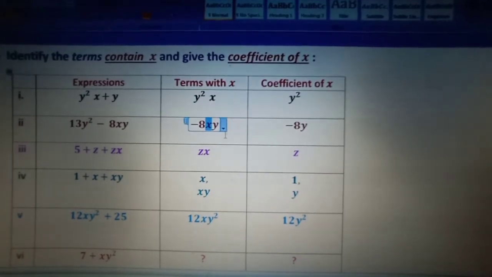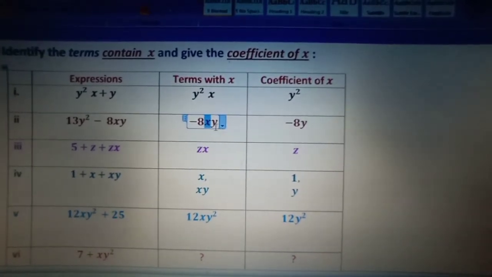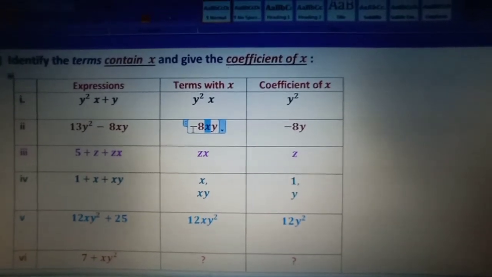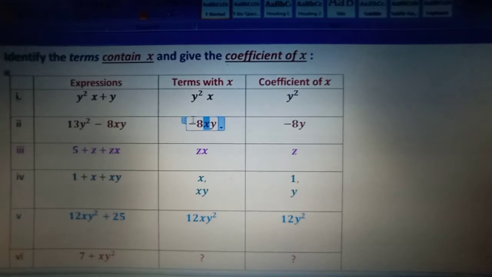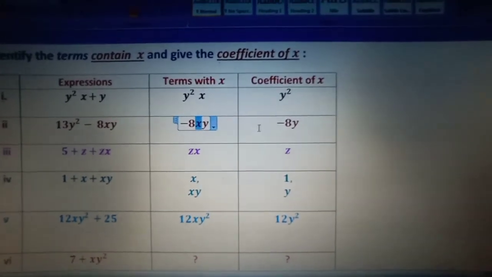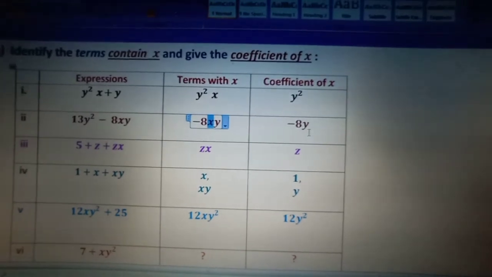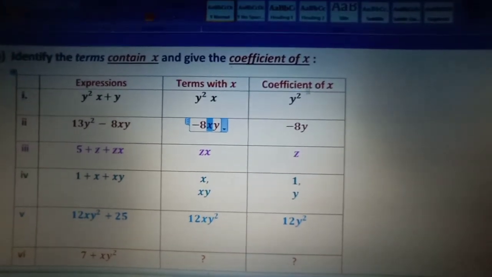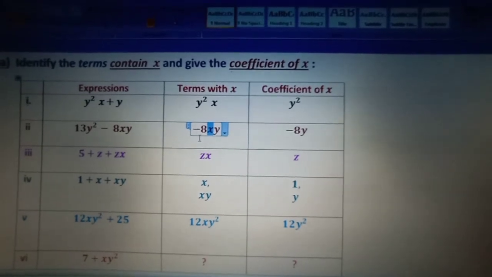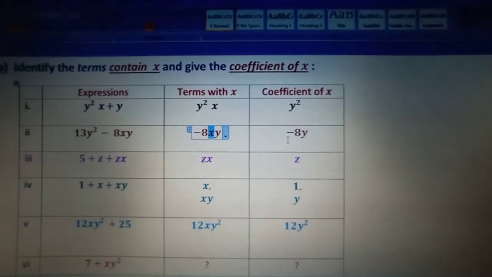The term with x is this, and for the coefficient of x, except x, what are the two things that remain here? It is minus 8 and y. So you have to mention minus 8 and y. The coefficient of x here is minus 8 and y.